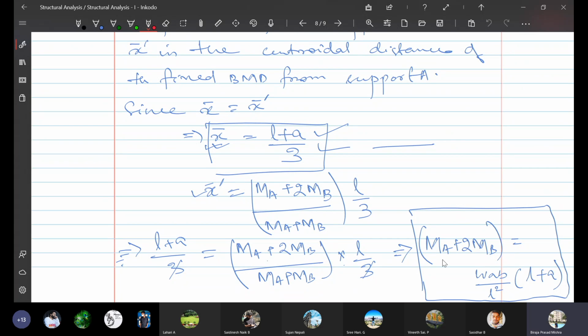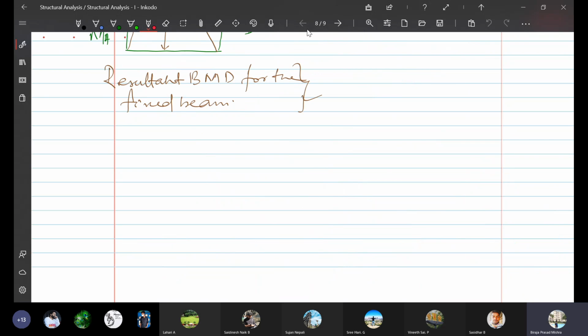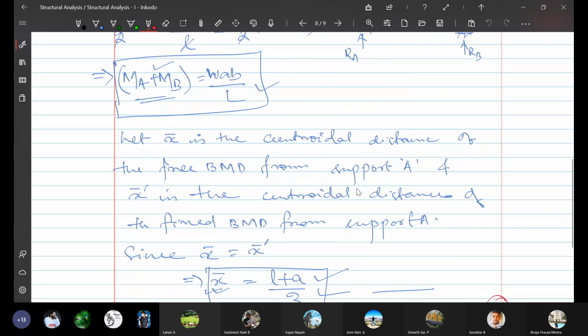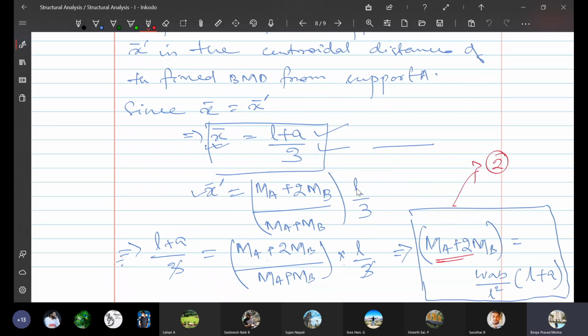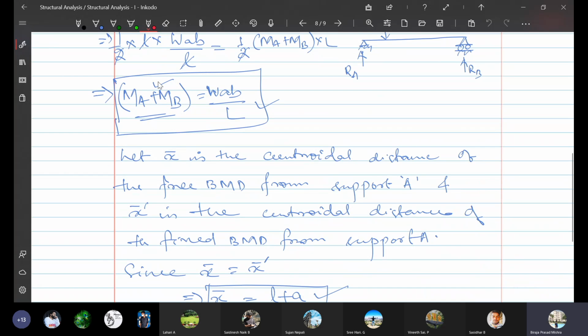We calculated MA, or we found out the relation between MA plus 2MB, that is equal to WAB by L square into L plus A. Let us say this one is equation 2. And the previous one, where we have found out MA plus MB equals WAB by L, let us say we are considering it as equation 1.